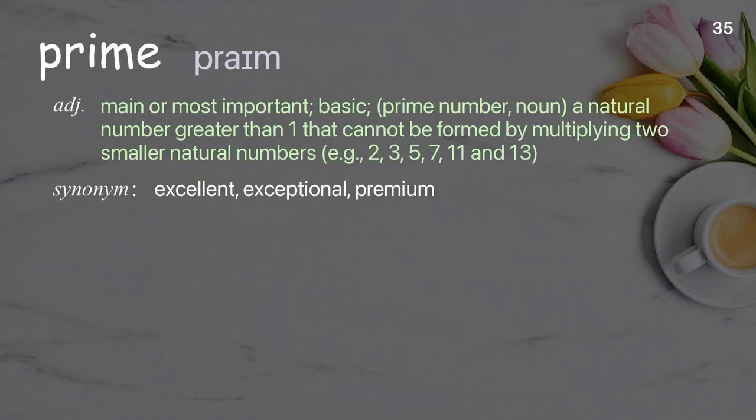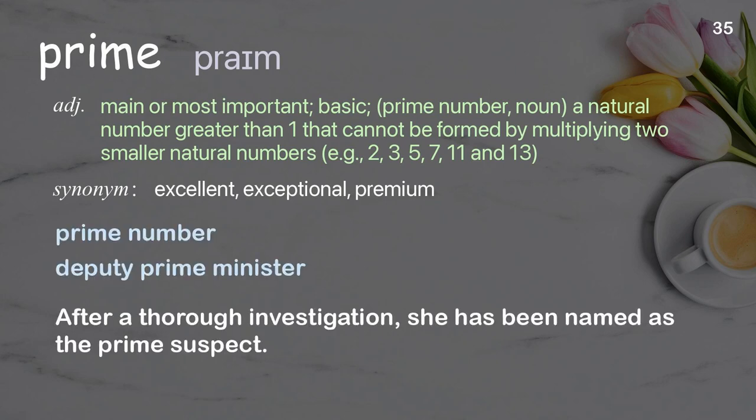Prime: main or most important, basic. Prime number, noun: a natural number greater than one that cannot be formed by multiplying two smaller natural numbers. Example: 2, 3, 5, 7, 11, and 13. Examples: prime number, deputy prime minister. After a thorough investigation, she has been named as the prime suspect.